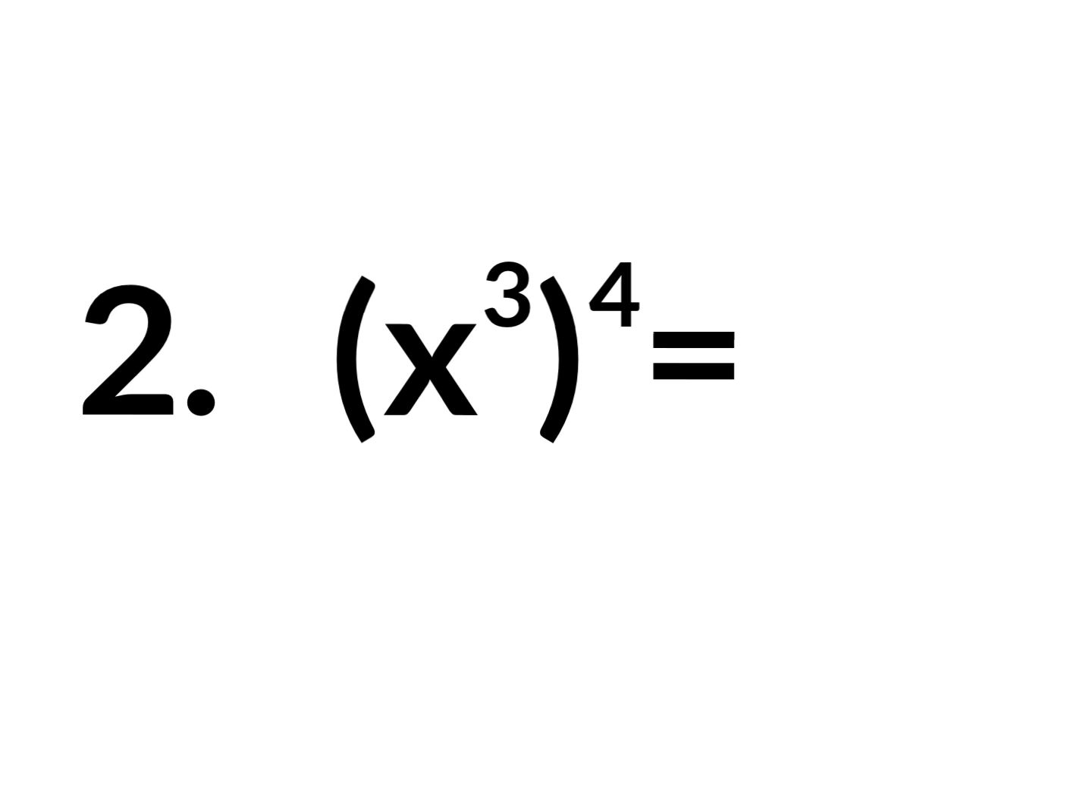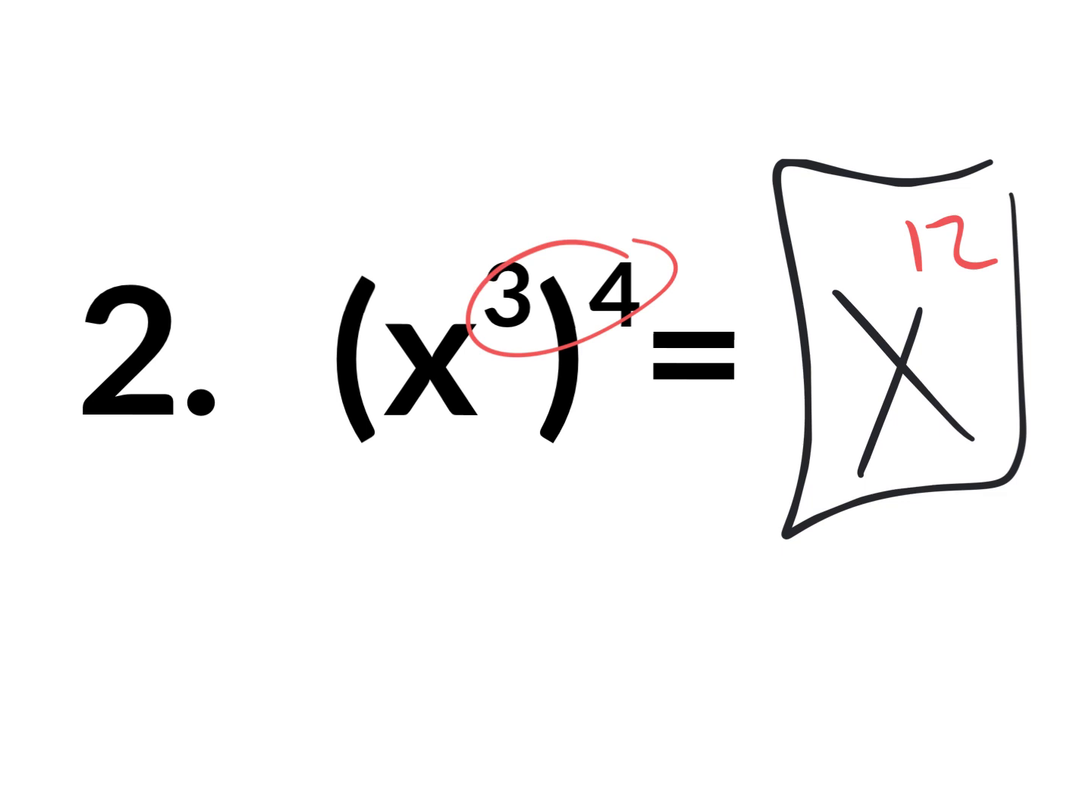So if you actually had more than just an x to the 3rd, like if you had an x to the 3rd, y to the 5th, you would say 4 times 3 and 4 times 5 on the y if you had a y to the 5th. Right here, it's only one item, x to the 3rd, so you're going to multiply power to a power. 3 times 4 is 12, and that stays as a power, so your answer is x to the 12th. Let's move on.